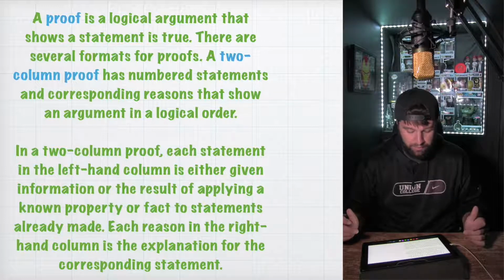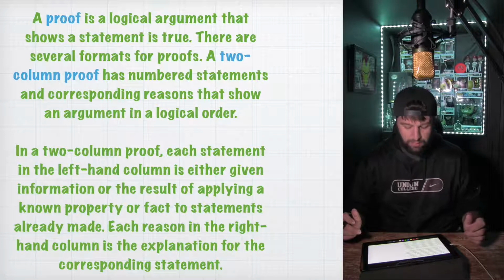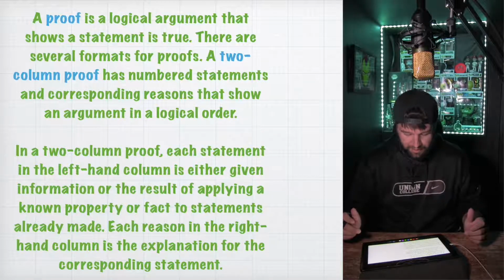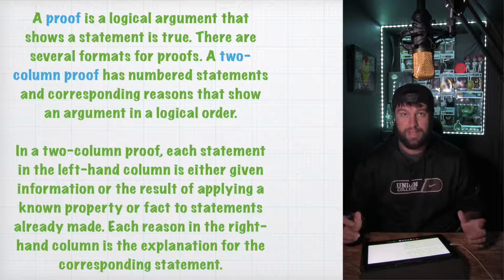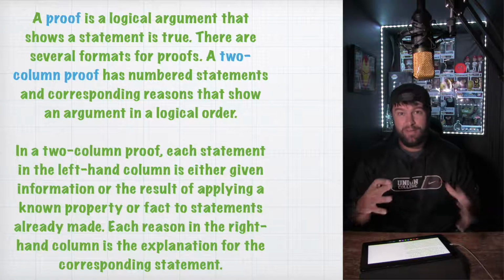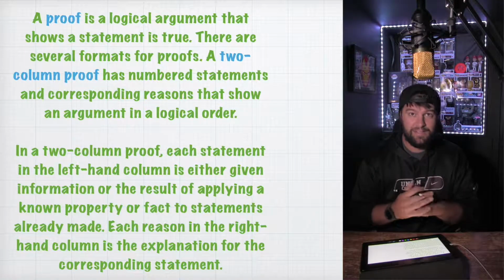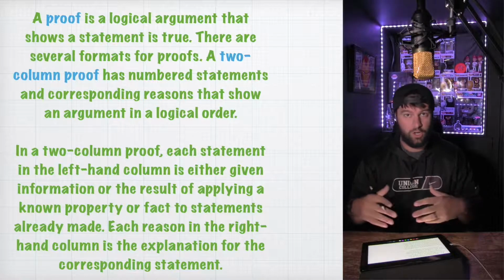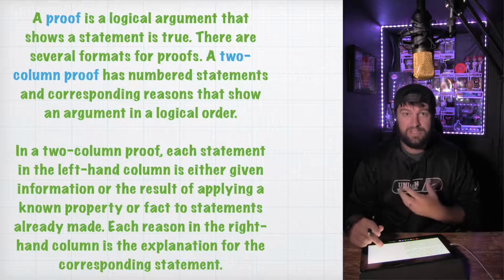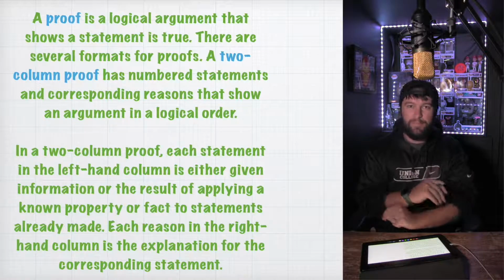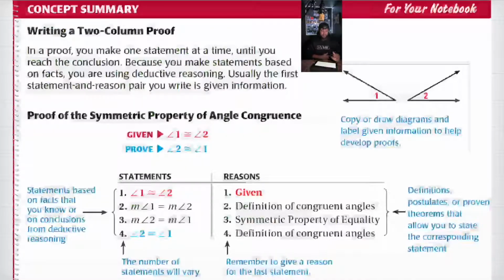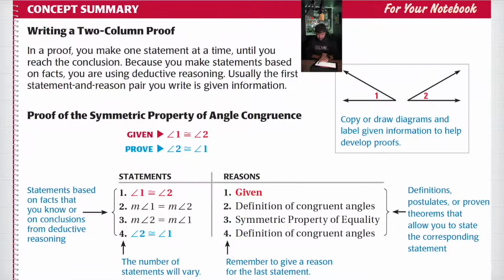In a two-column proof, each statement in the left-hand column is either given information or the result of applying a known property or fact to statements already made. Each reason in the right-hand column is the explanation for the corresponding statement. So we've kind of already been doing two-column proofs with last lesson because that's the way I like to just start teaching it. The only difference is now we're going to be numbering each step, whereas last class we didn't number each step. So here's your concept summary of writing a two-column proof.